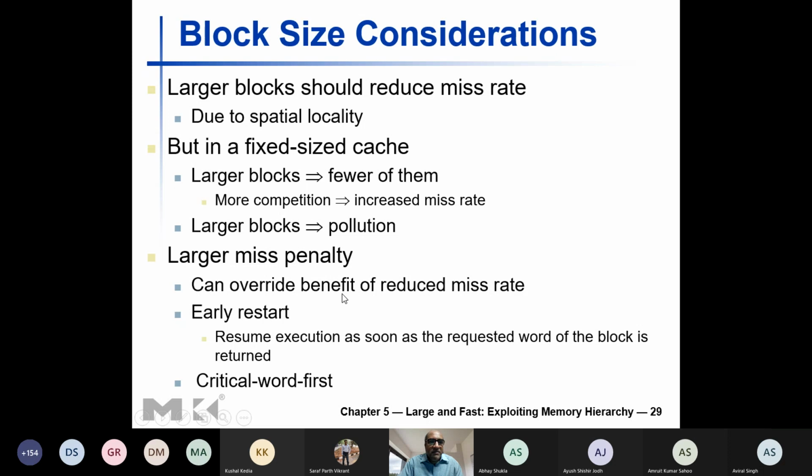So that was the problem with the miss penalty. That's known as the miss penalty. But we can handle the miss penalties by using different mechanisms. One of them is early restart.